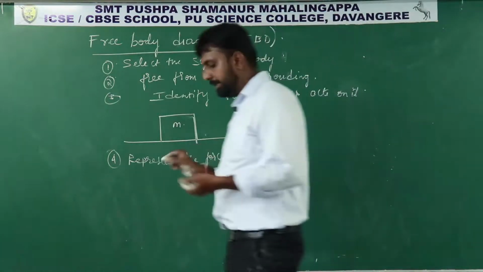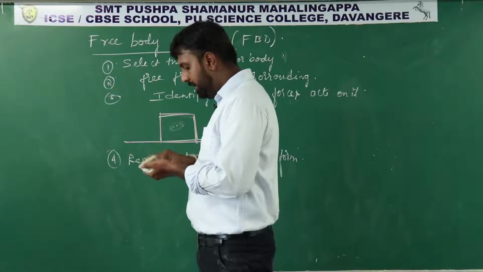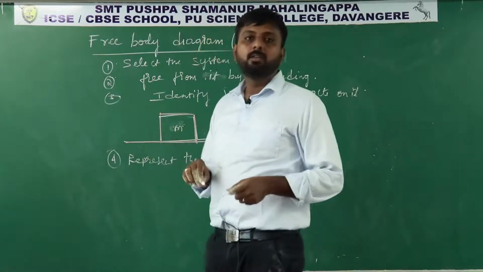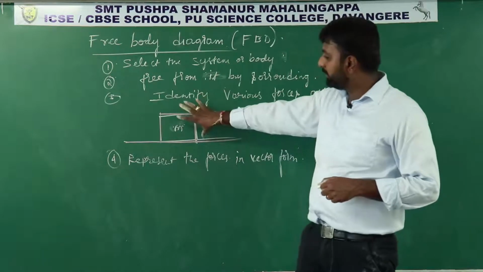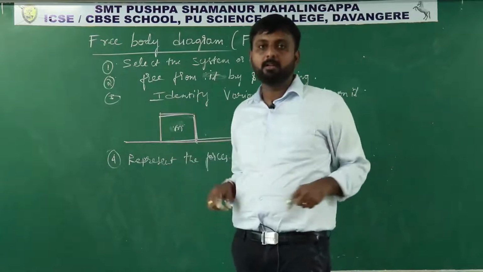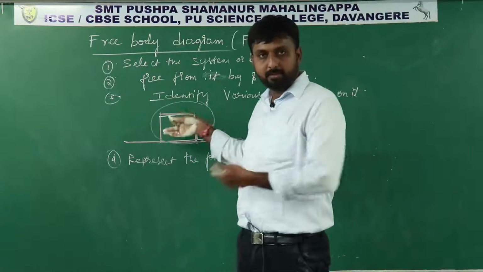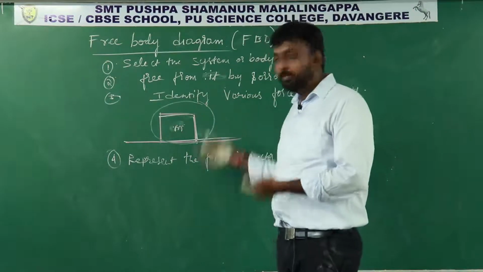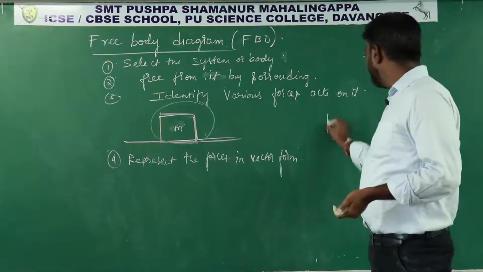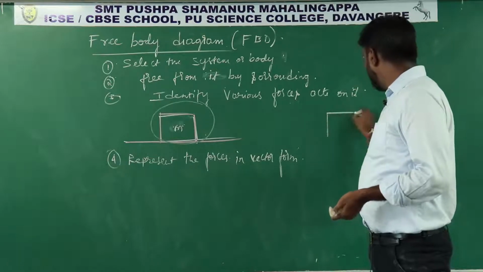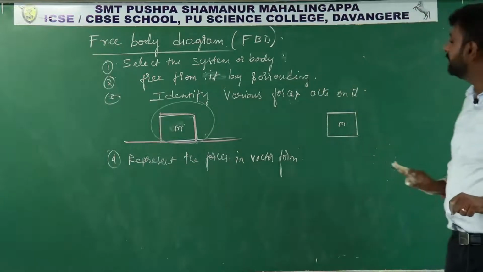So I took one example here: a surface, and a block of mass m on it. My interest is to find the forces acting on this block. First I have to separate this system from its surroundings, from other bodies, meaning from the surface. So I will rewrite that same diagram like this. It is now separate from all other bodies.